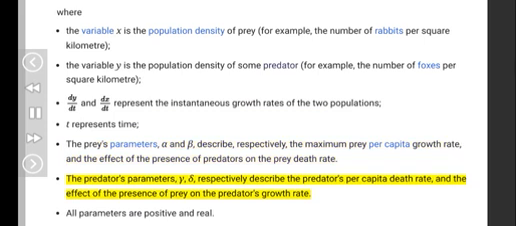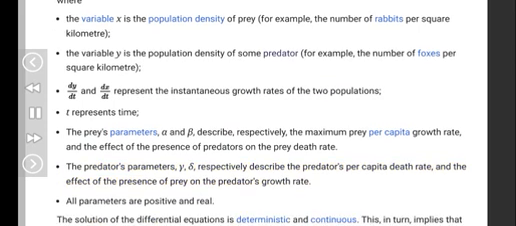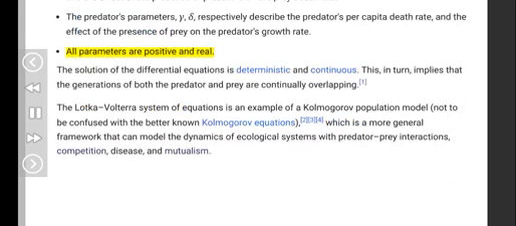The predator's parameters, gamma and delta, respectively describe the predator's per capita death rate, and the effect of the presence of prey on the predator's growth rate. All parameters are positive and real. The solution of the differential equations is deterministic and continuous. This, in turn, implies that the generations of both the predator and prey are continually overlapping.